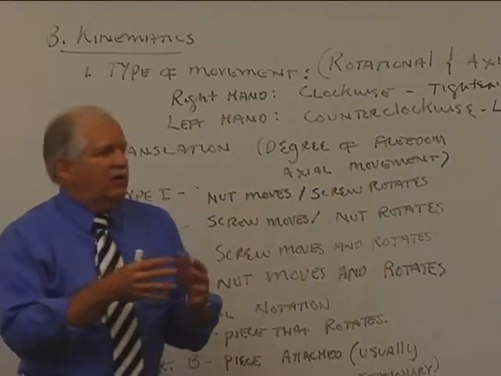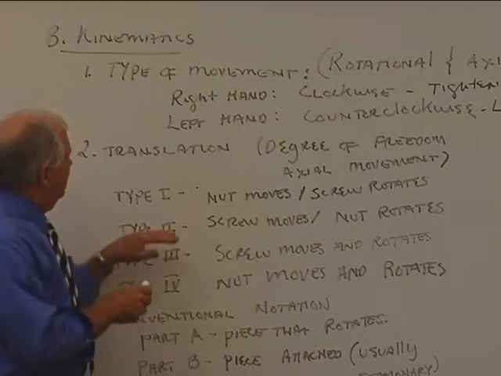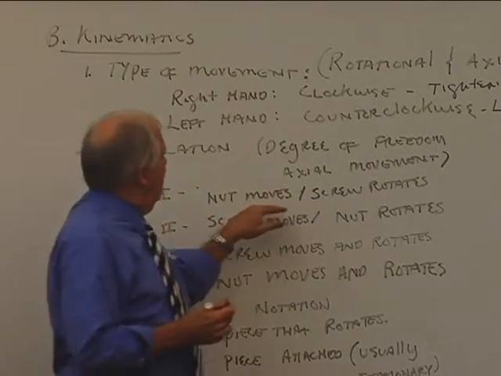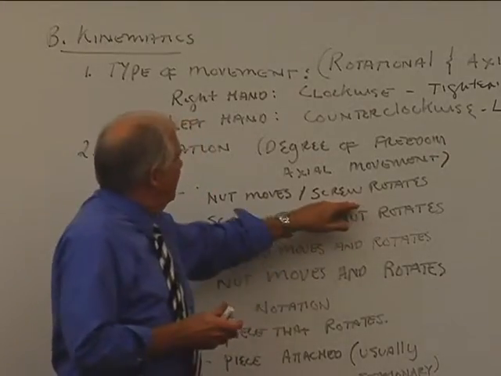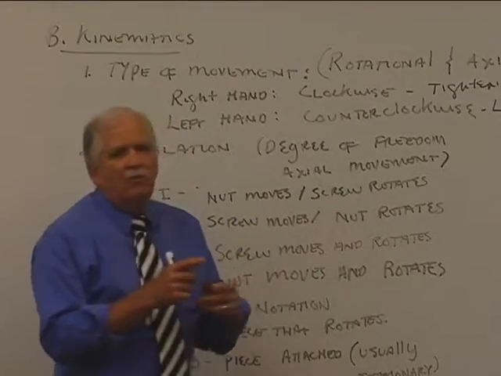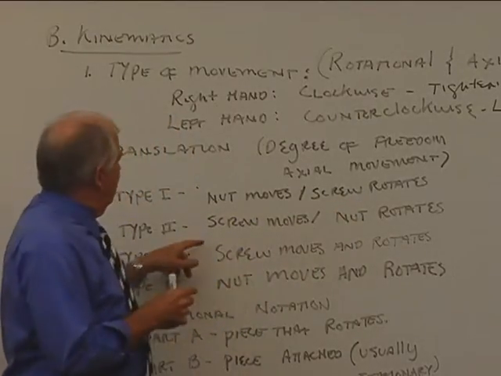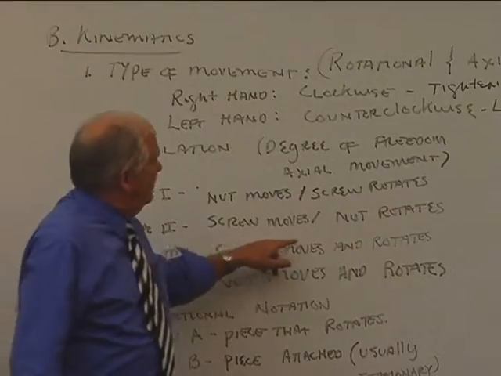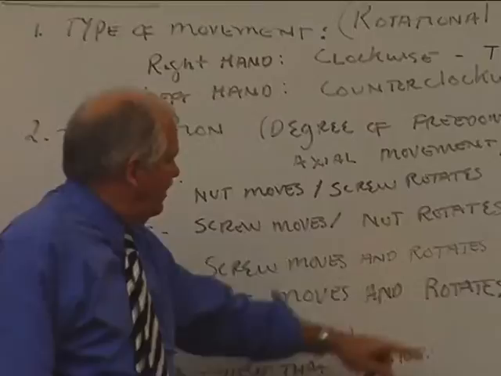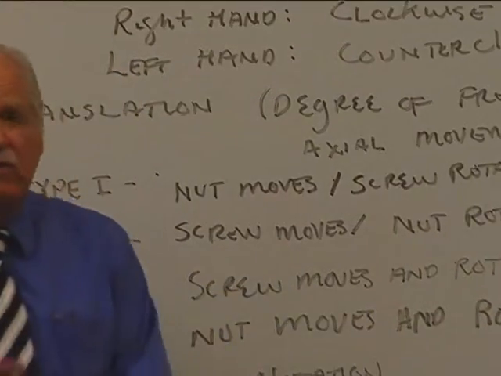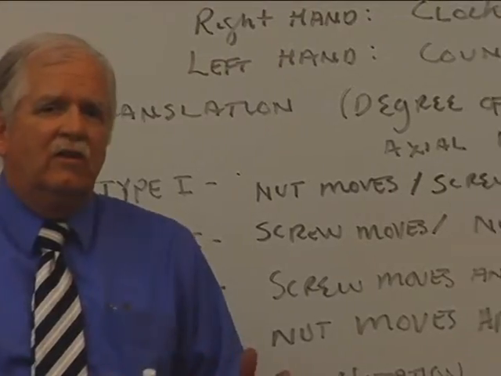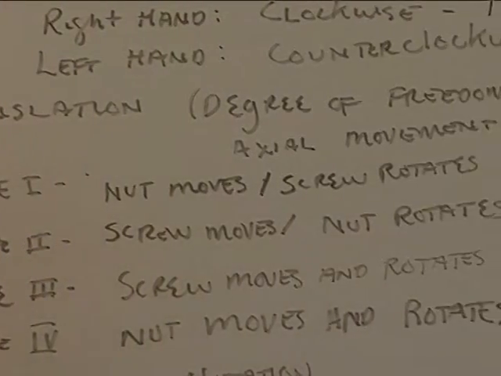Now, the translation here of threads, which is the degree of freedom between the two parts, is usually explained between a nut and a screw. You can have where both these pieces move. So the nut moves and the screw rotates. Or you can have these other examples: the screw moves and the nut rotates; the screw moves and rotates, and the nut moves and rotates. It all depends upon what kind of application you're using here. You'll see the relevance as you look at the book.